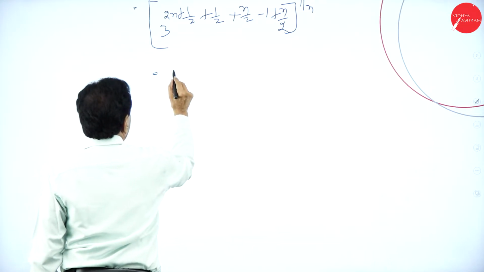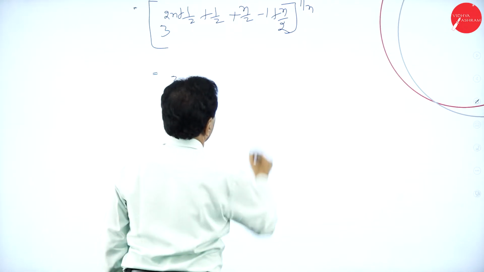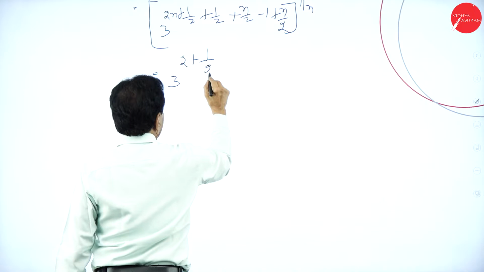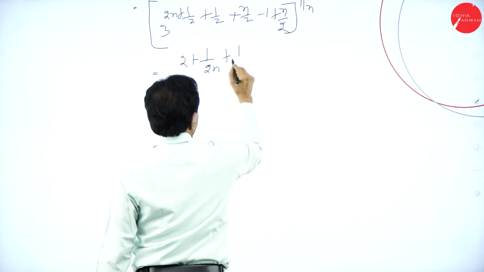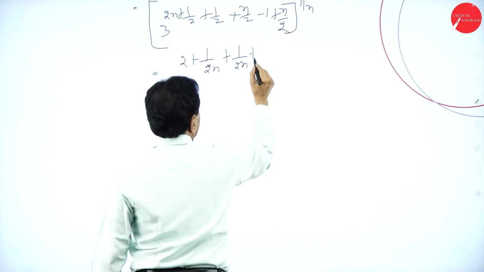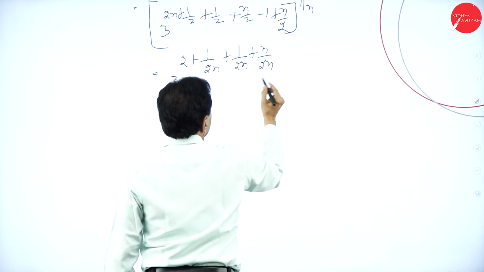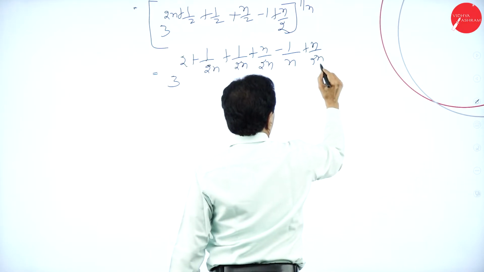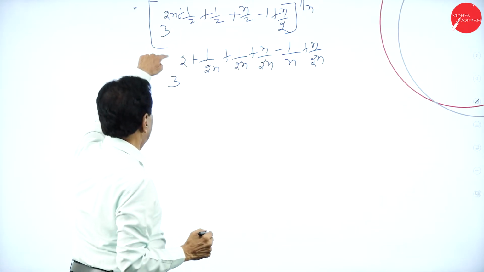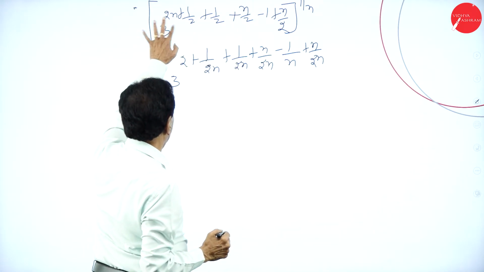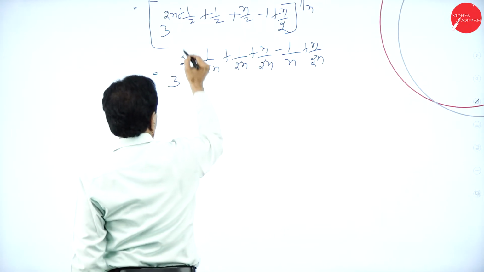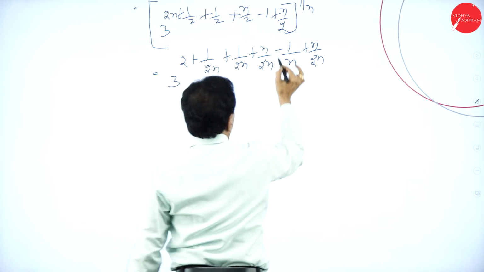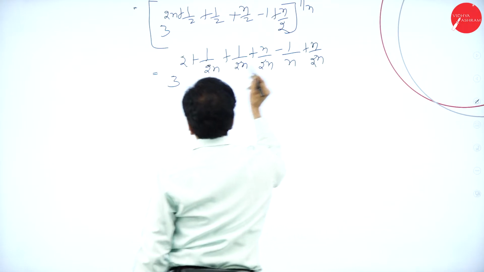So, if we simplify, 3 to the power of n cancelled out, 2, 1 by 2n, 1 by 2n, n by 2n, minus 1 by n, plus n by 2n. I have multiplied by n. 2n by, here no, 2 is there, 2n plus half. This is 2n, cancel n and cancel out. 1 by 2n, 1 by 2n, n by 2, minus 1 by n, n by 2.